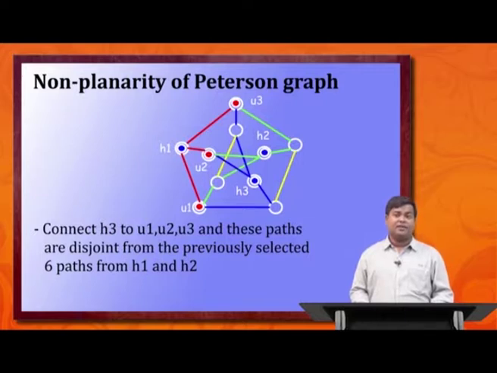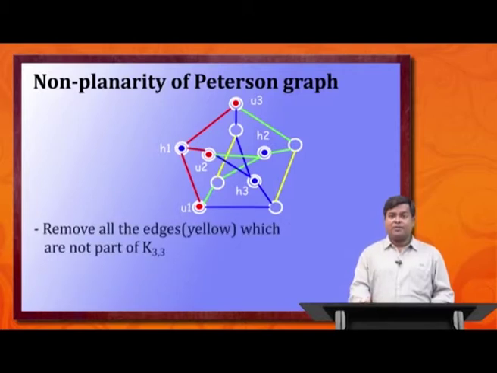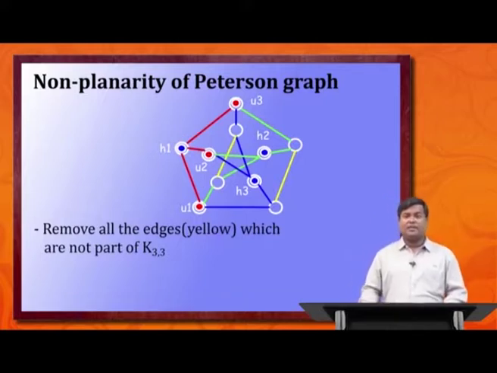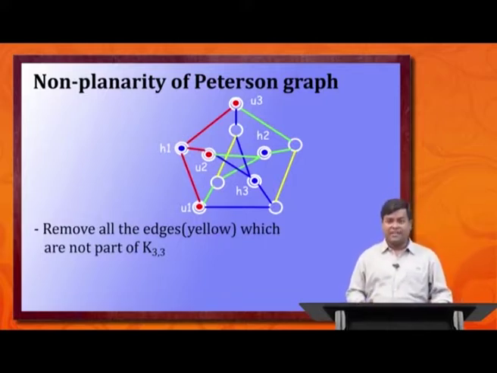We will be able to find that K33 within a few minutes. Okay, so now we need to check what are the remaining edges which are not part of K33. There are yellow edges which are not part of K33.